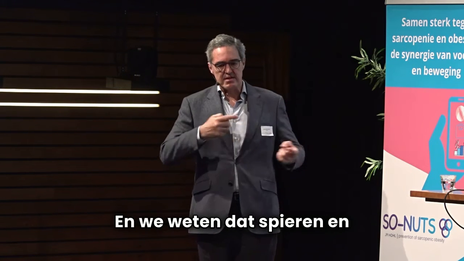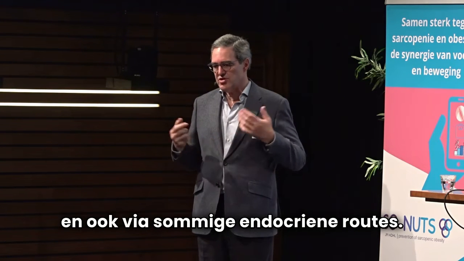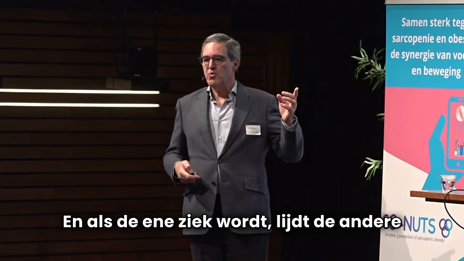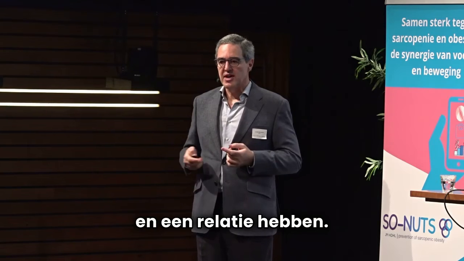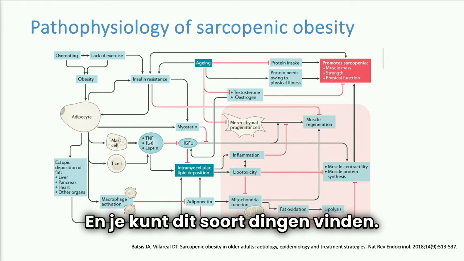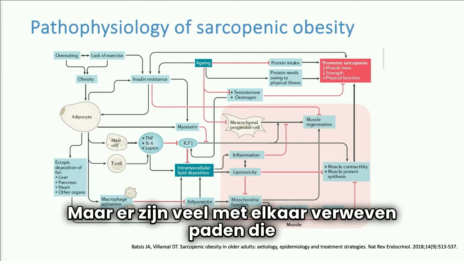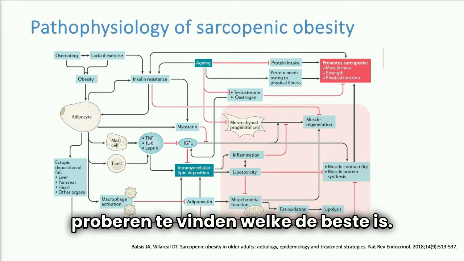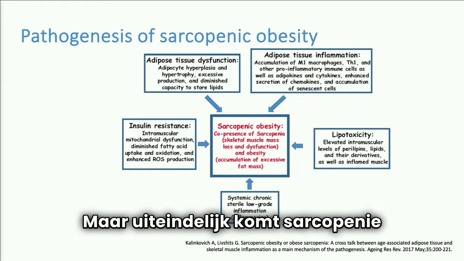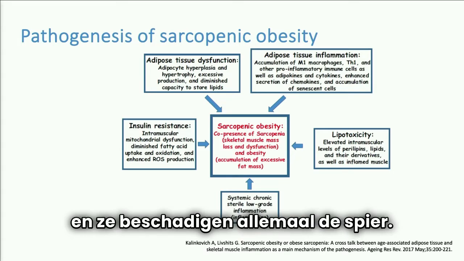And we know that muscle and fat crosstalk, usually through inflammatory pathways and also some endocrine pathways. And when one gets sick, the other one suffers, because they are talking to each other and they have a relation. This is for Professor Boiry, who's the biological expert, but there are many intertwined pathways that we're still trying to understand and find which is the best one. But at the end of the day, sarcopenic obesity comes from many aspects of adipose tissue dysfunction, inflammation, lipotoxicity, and all of them damage the muscle, so they come together.